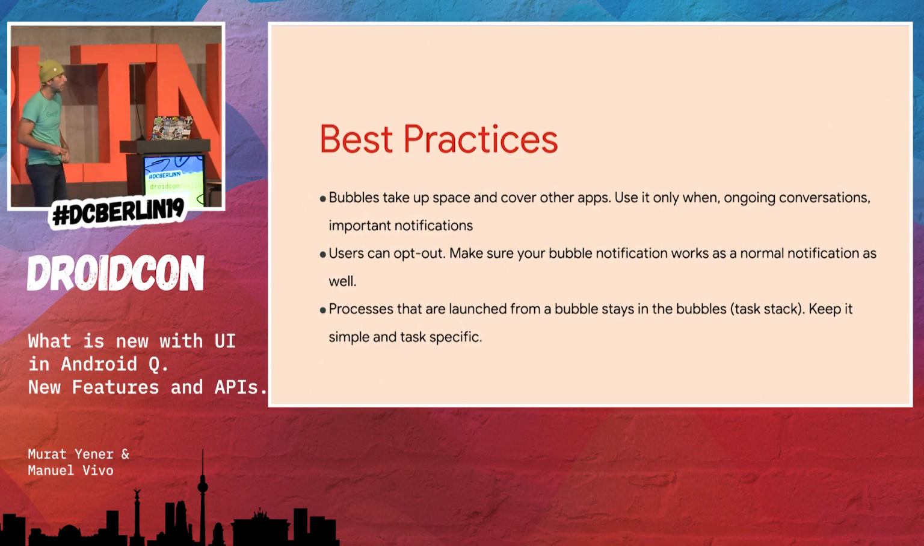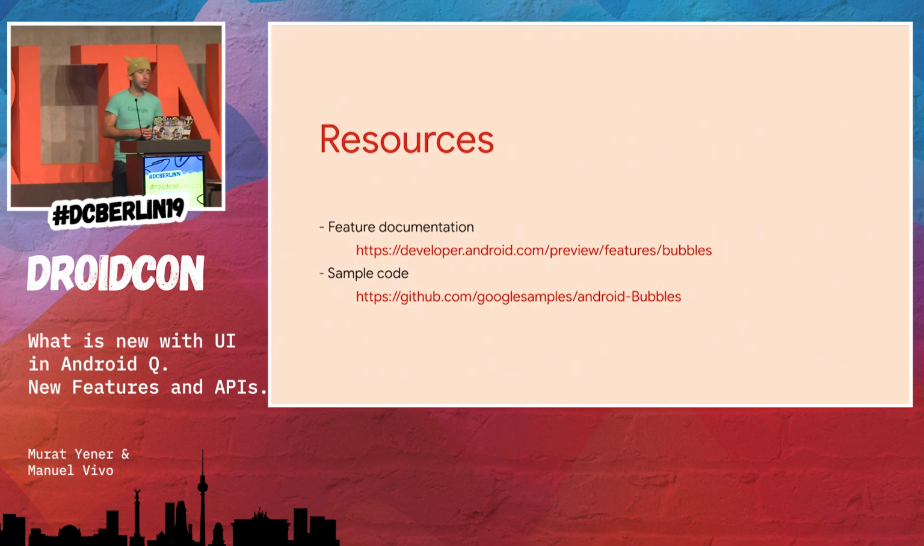Make sure your notification makes sense without the bubble activity. And the final thing is, when the user expands the bubble, it's an activity with its own task stack. So if you're doing complex navigation or complex tasks, note that if the bubble is collapsed or dismissed, then everything will be cached or destroyed. So make sure you keep things really simple. And if you want to learn more about bubbles, you can take a look at the feature documentation and the sample code. Next, share sheet.